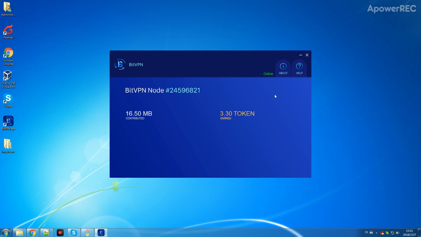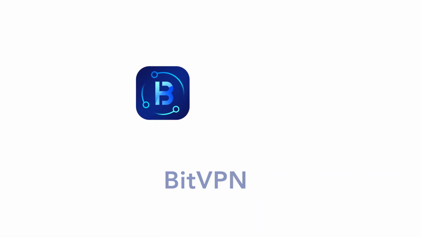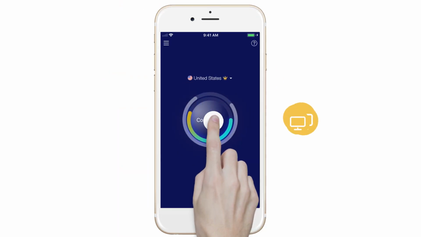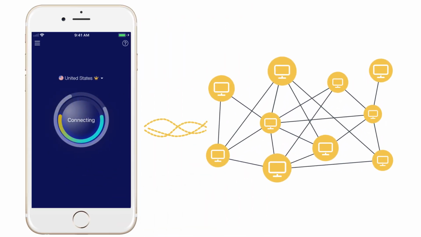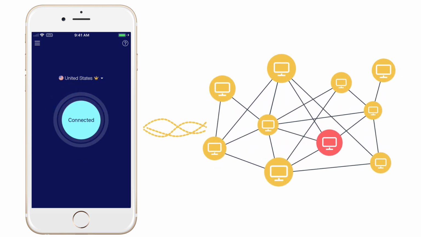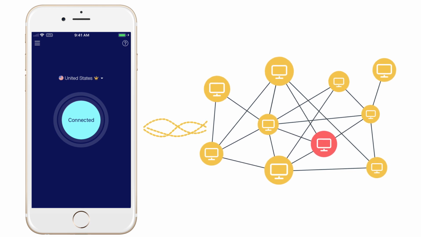When your device serves as a BitVPN node, you can see how much bandwidth you're contributing and how many tokens you're rewarded in real time. For example, when a user starts the BitVPN app, Top Network will select a VPN node and deliver the best service quality. Now it's your turn. Your device has been chosen to be the VPN node for this particular VPN session.